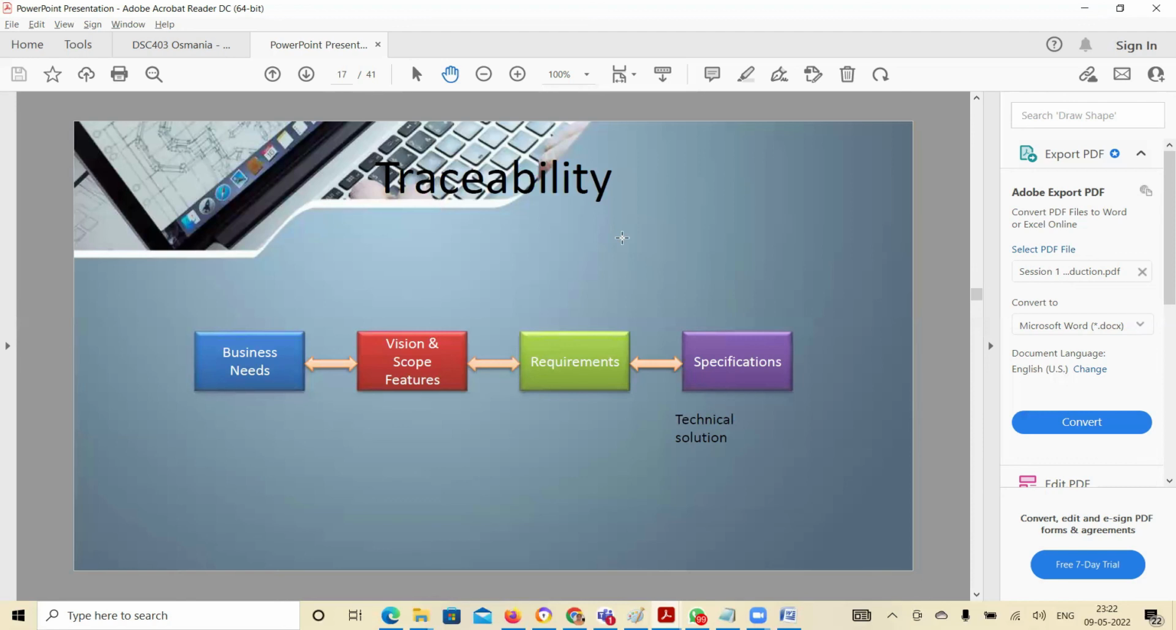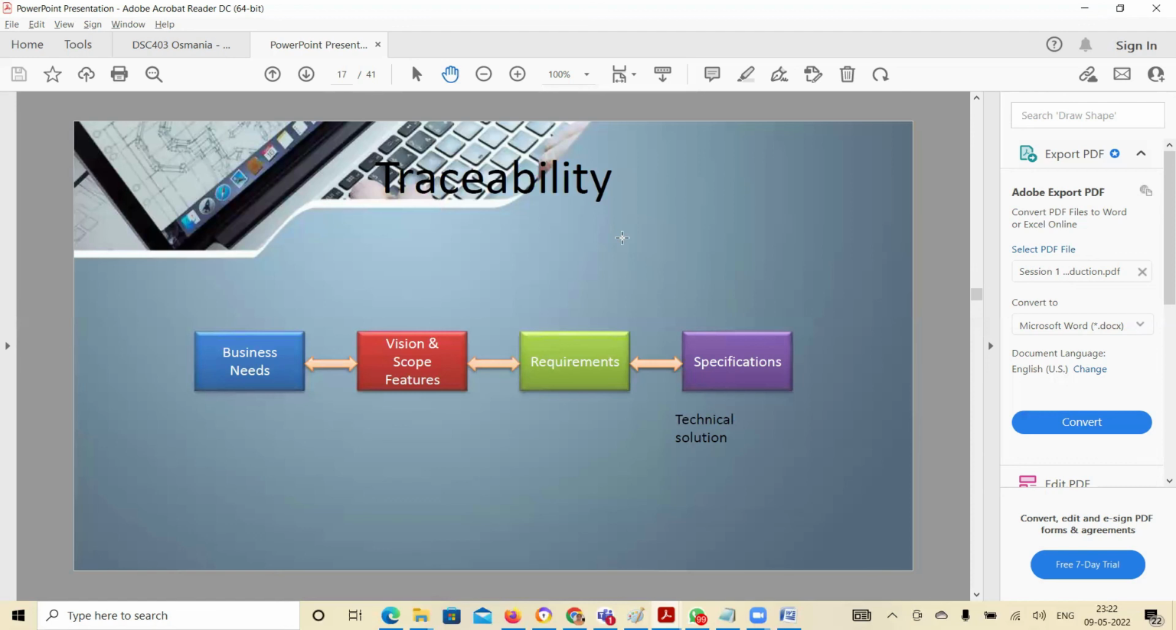Every specification has to be linked to requirements. If you have a specification which is not linked to requirements, that means you are developing something new which is not required. If there's a requirement which is not connected to a specification, that means you have something to deliver, but you are not doing it.